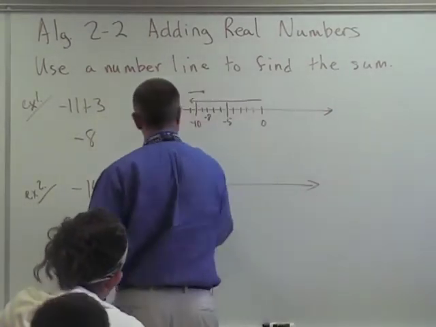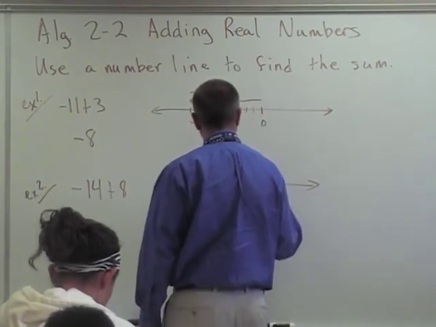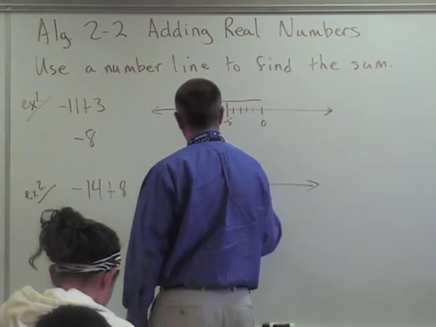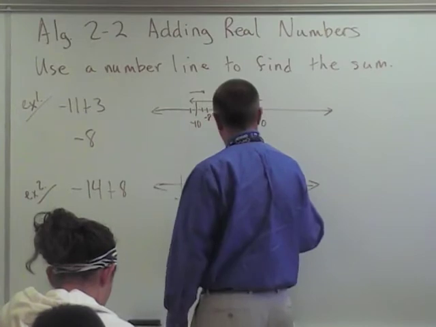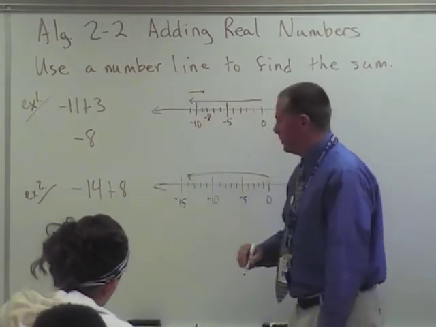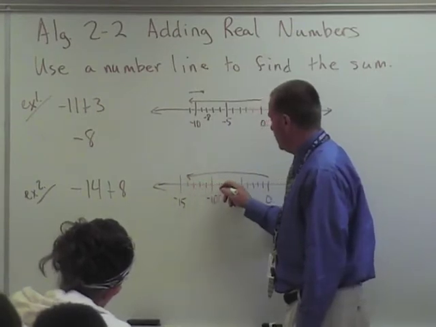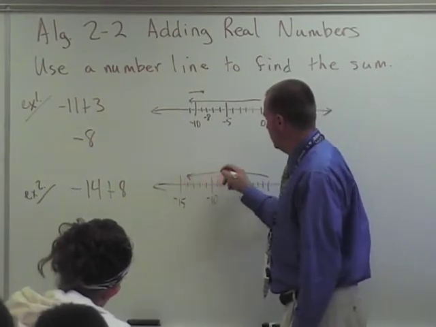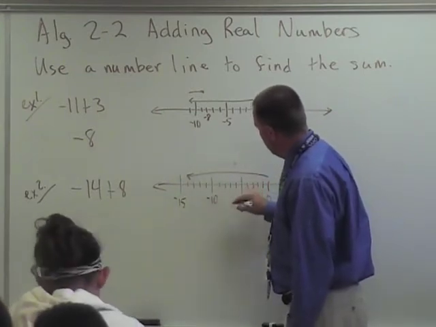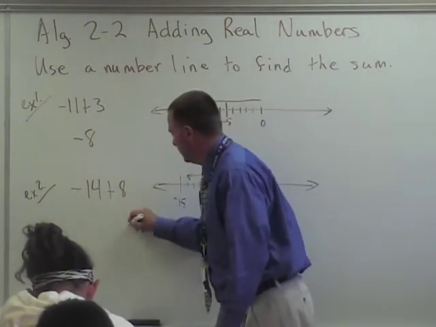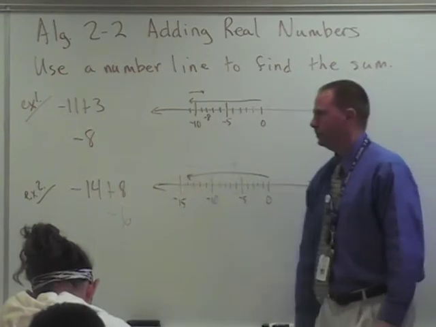Most of you are done. Start at 0. I'm going to go back to 14. And I have a positive 8, so I'm going to go back to the right 8 units. 1, 2, 3, 4, 5, 6, 7, 8. Where am I at? Negative 6. How are we doing? Fantastic.